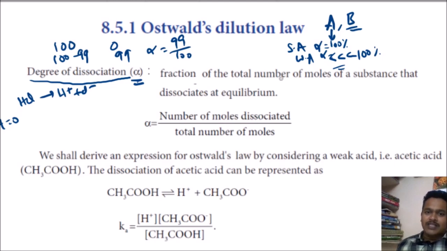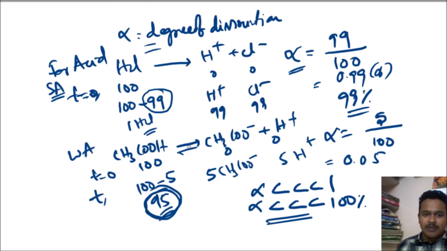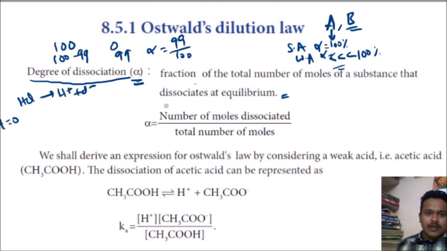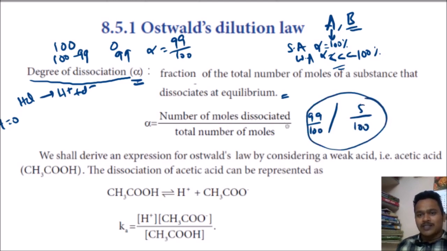They define it as the fraction of the total number of moles of a substance that dissociates at equilibrium. Equilibrium means this is the state after some time. Here alpha is equal to the number of moles dissociated by the total number of moles. For the strong acid in our example, it is 99 by 100. For the weak acid, it is 5 by 100. 99 dissociated for the strong acid, with 100 the total; 5 dissociated for the weak acid, with 100 the total.